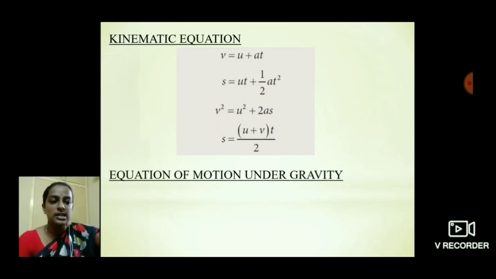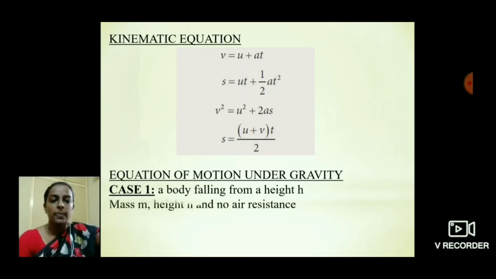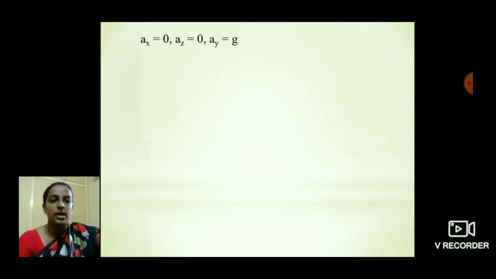Equation of motion under gravity. Case 1, a body falling from height h. The mass will be m, h is the height, with no air resistance. So acceleration is given as g into j cap. az equals 0, ax equals 0, whereas ay equals g, because gravity pulls the object automatically downward.